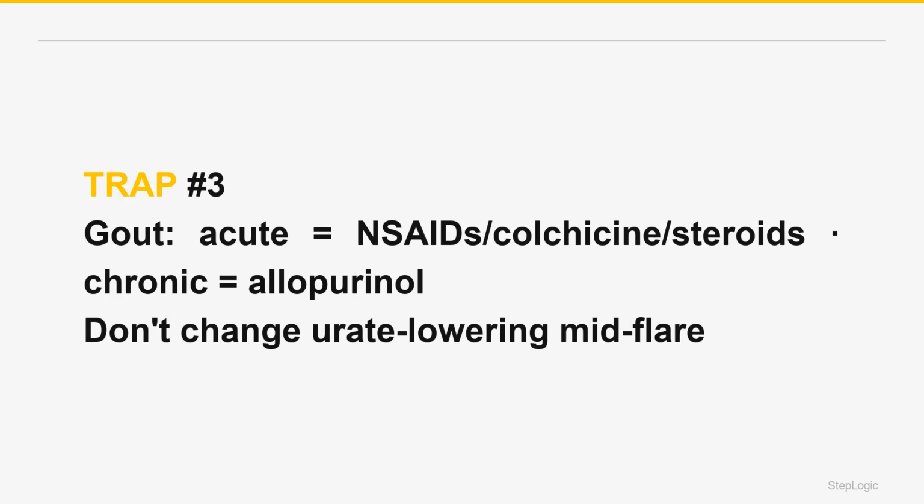Trap 3. Treat the acute gout flare with anti-inflammatories: NSAIDs, colchicine, or steroids. Lower urate chronically with allopurinol or febuxostat, and don't start or stop urate-lowering therapy during an acute attack.